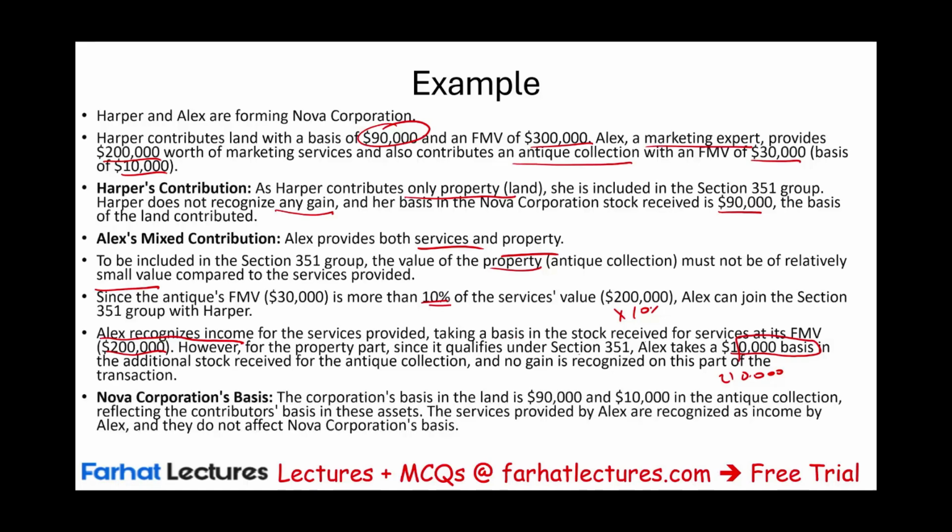Now, Nova Corporation's basis in the land is $90,000, and $10,000 in the antique collection. Why? Because that's the carryover basis. The services provided are recognized as income by Alex and do not affect Nova Corporation's basis. Simply put, it's as if they're paying them wages.